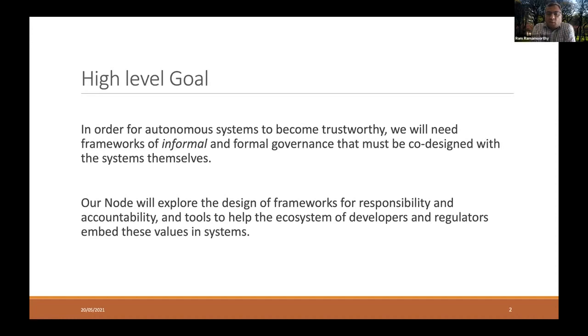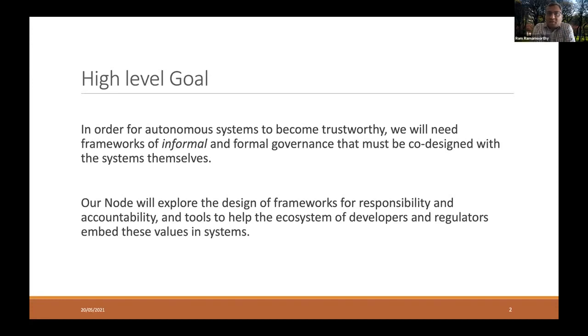The way we are thinking about the remit of the governance and regulation node is to think about the processes by which one puts in place a framework for the development of AI systems. And a key part of that framework is informal and formal ways in which you govern the development of these systems. Now, I should point out we're not just talking about what the rules and regulations are and how the government makes them.